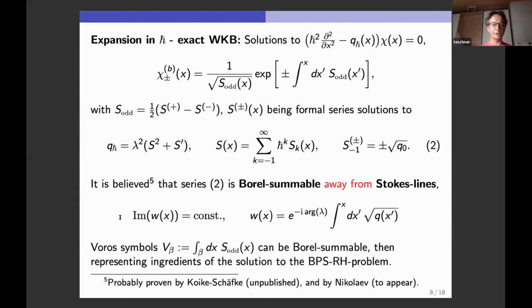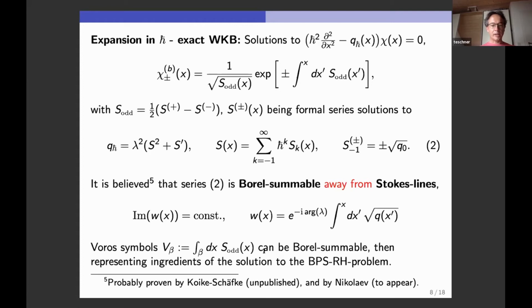What are the Stokes lines? The Stokes lines are defined by the equation that the imaginary part of a canonical coordinate that you can define here from the square root of Q, by just taking the primitive thereof, and we're modifying the phase of that, vanishes. This decomposes the Riemann surface into regions. Within these regions, if we stay away from these lines, then we have Borel summability, that is, canonically defined solutions chi of that form.